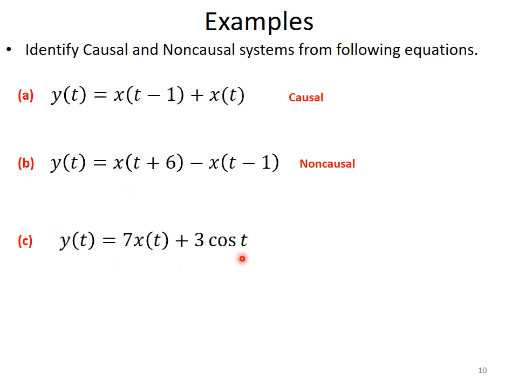And in this equation you can see that the y of t depends only on the instantaneous value of x of t, the present value of x of t. So this system is causal, and also this system is without memory. It is also a static system.